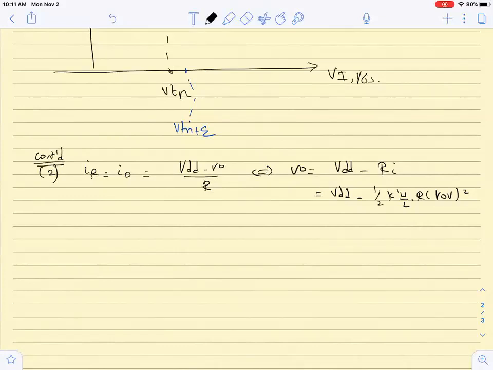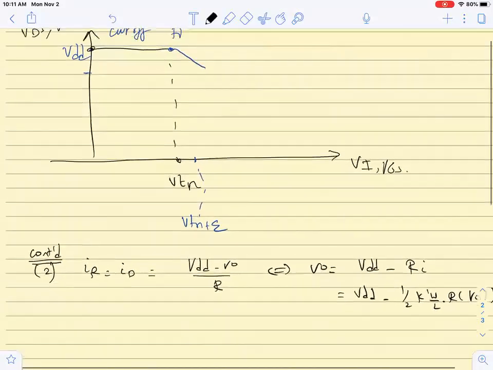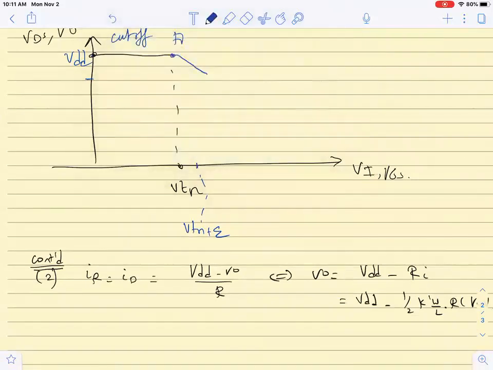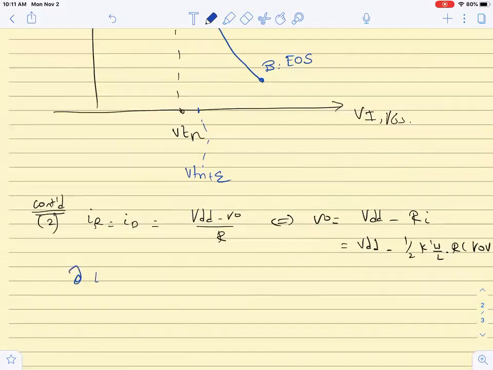Okay, and then we said, well, as Vn is increasing, the current is going to increase and the output is going to decrease until I hit a point B, which we call the edge of saturation, the EOS. And at the edge of saturation, last time we said if my Vn is Vnb, my V out, which is VDS, has to equal VGS minus VT, which is VIB minus VT.